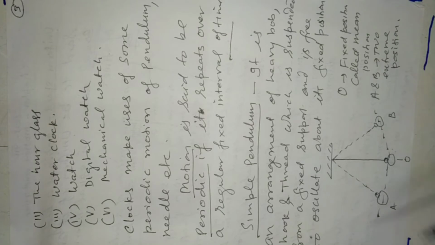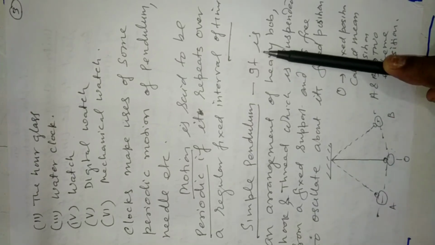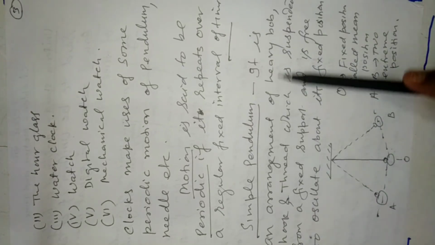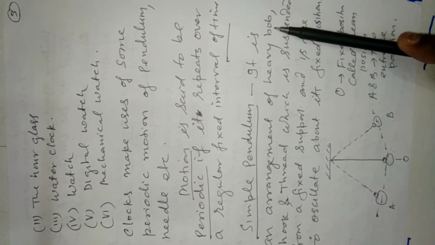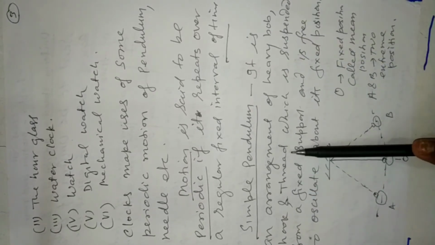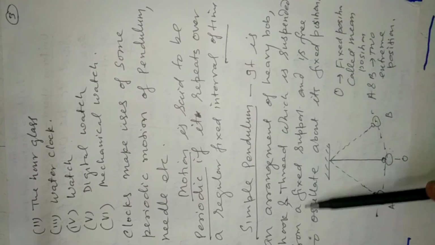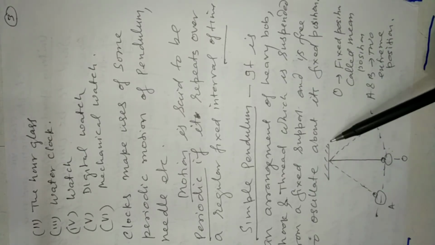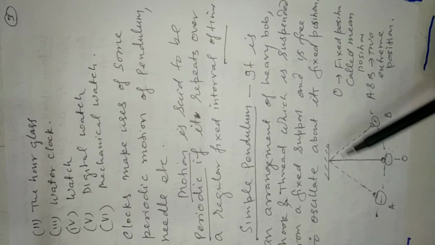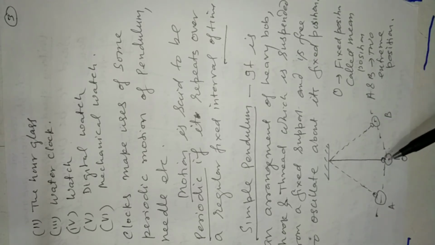So now come to the next topic, the simple pendulum. It is an arrangement of a heavy mass or bob, hook and thread, which is suspended from a fixed support and is free to oscillate about its fixed position. You can see here, this is the fixed position, and this is the heavy mass, this is the hook, this is the thread, and it is free to oscillate.